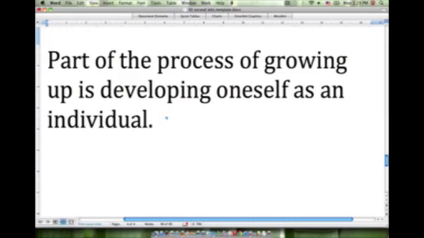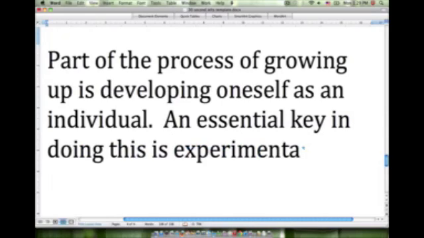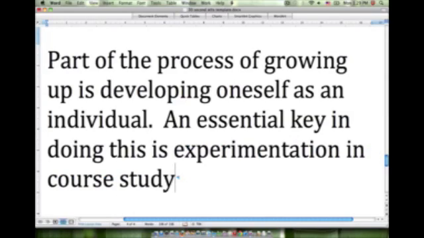And then let's tie in the idea of experimentation. By experimentation, I mean having young people try a variety of courses, not just the courses that they are interested in. So maybe an essential key in doing this is experimentation in course study. Okay, so what you can see here is that in the second sentence we have started to narrow down on what we're going to argue in this essay. We started very broad, and we've become much more narrow in this next sentence.